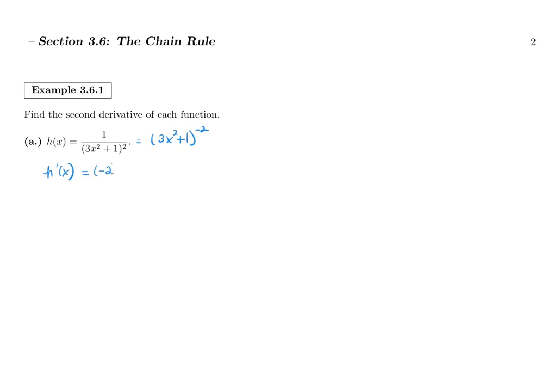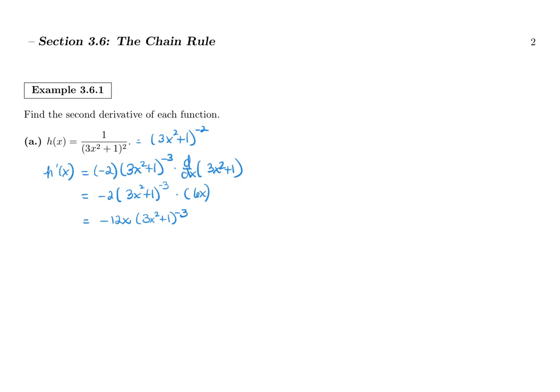Bring down the negative 2, multiply by 3x squared plus 1. Now take 1 away from the power, so negative 3, and then we'll multiply by the derivative of 3x squared plus 1. So we end up with negative 2 times 3x squared plus 1 to the negative 3 times our derivative of 3x squared plus 1, which is just 6x. So we end up with negative 12x times 3x squared plus 1 to the negative 3.